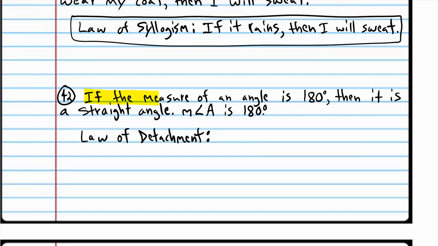So if x then y is true, and x is true, then y must be true. So the conclusion that we can make, if this statement is true, and this statement is true, then the conclusion we can make is that angle A is a straight angle.